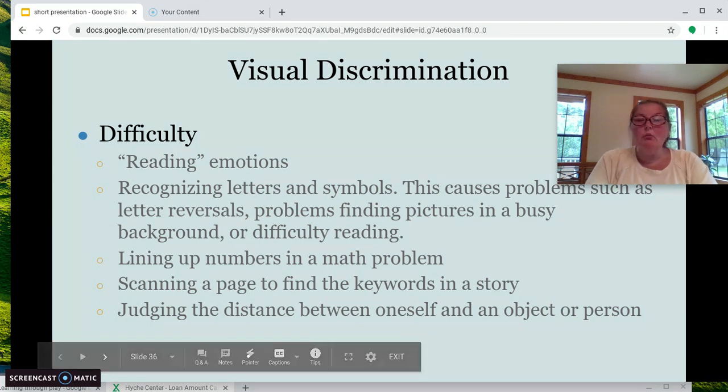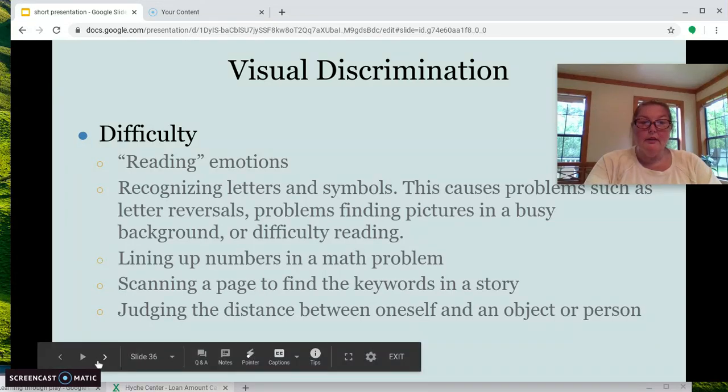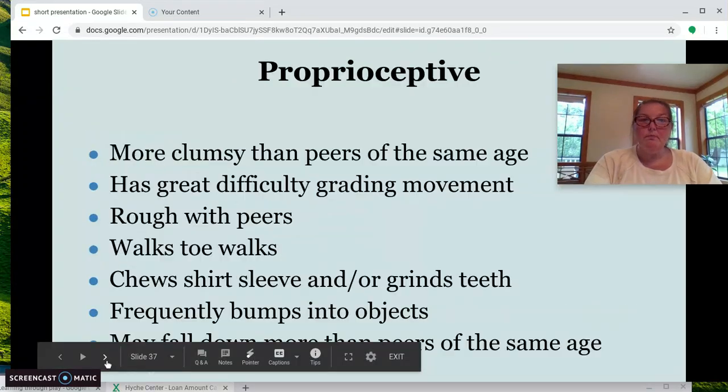Visual discrimination. One of the biggest things I see is the inability to read emotions. So when a child gets the look from an adult, they may giggle instead of being frightened like they should be, because they're not able to distinguish a difference between a serious look and you being silly. They just can't distinguish those differences, and they don't know how to respond appropriately. Other visual discrimination issues include difficulty recognizing letters and numbers and difficulty judging distances.